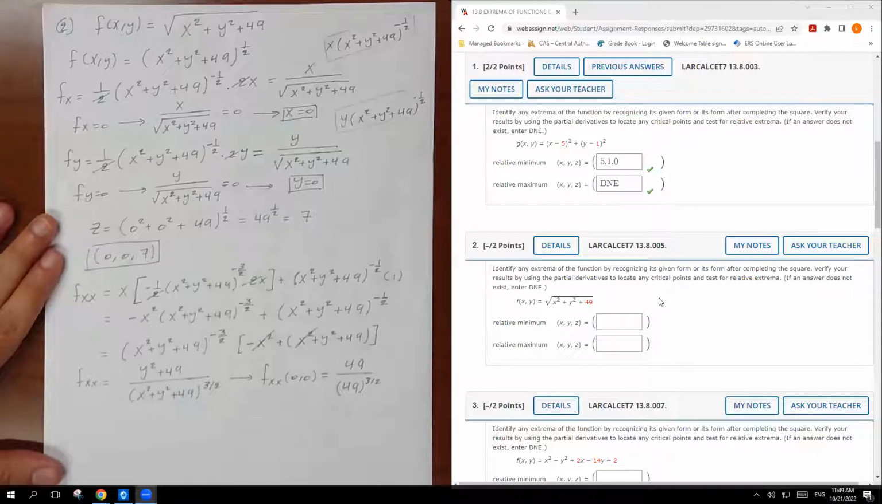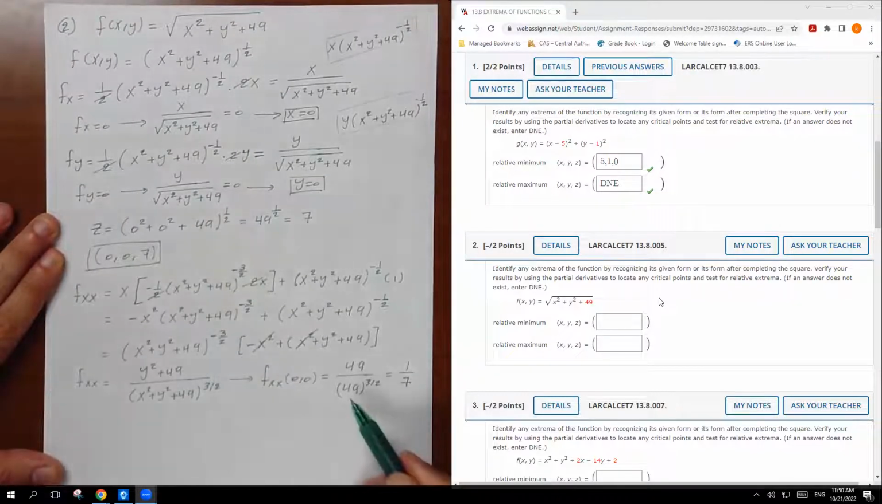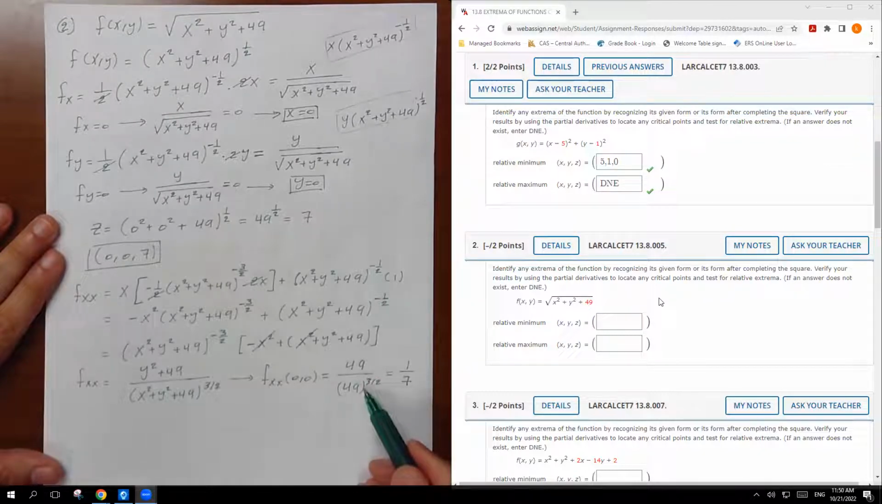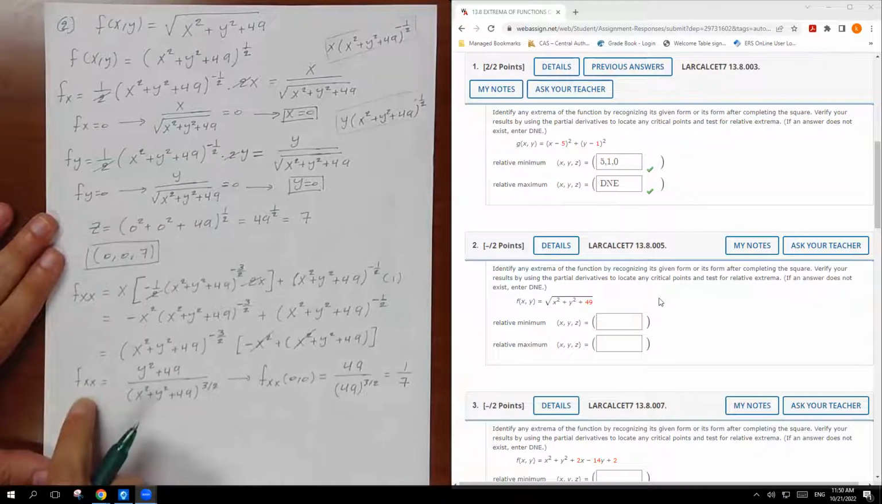The result from here is going to be 1 over 7, because the square root of 49 is going to be 7, and 7 cubed is going to be 343. 49 divided by 343 is going to be 1 over 7. So we're done with the second derivative with respect to x.